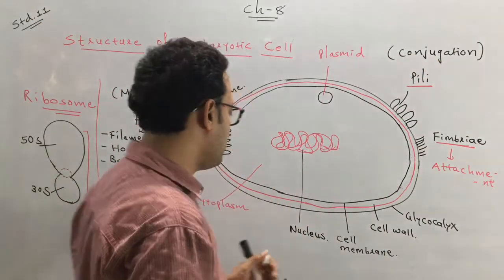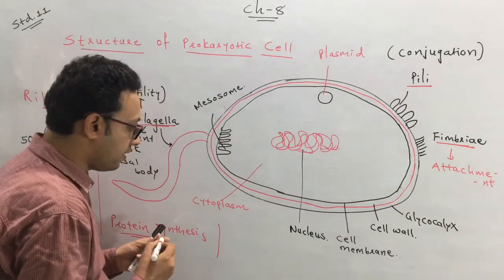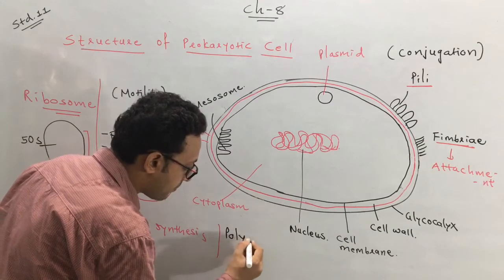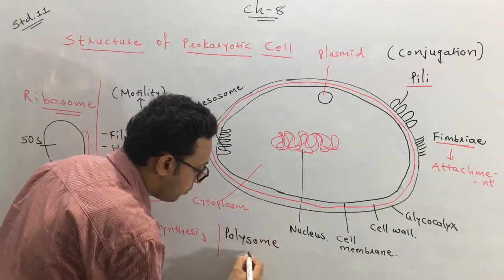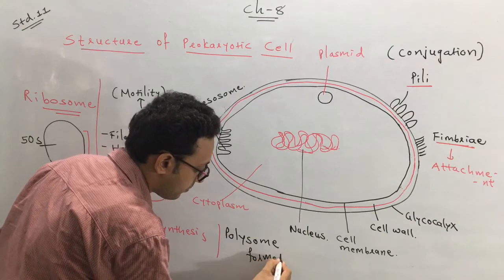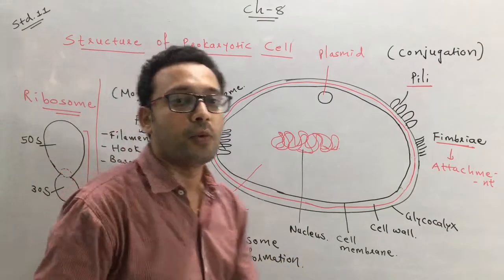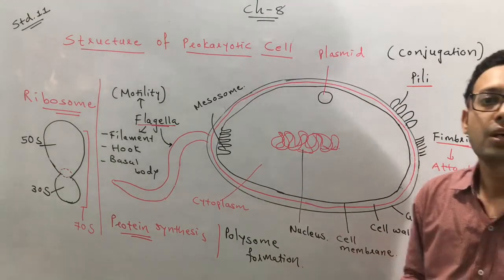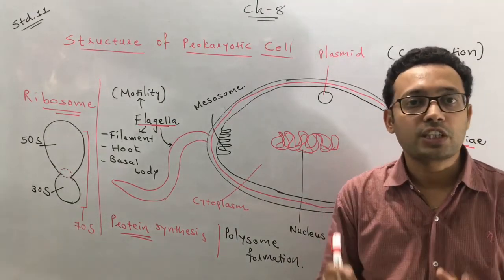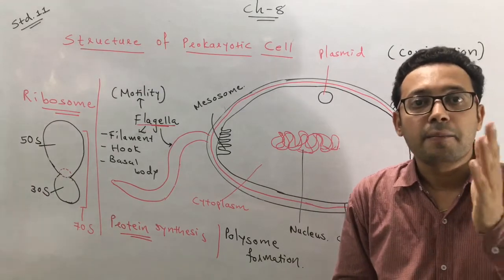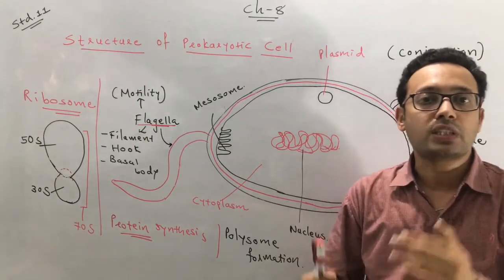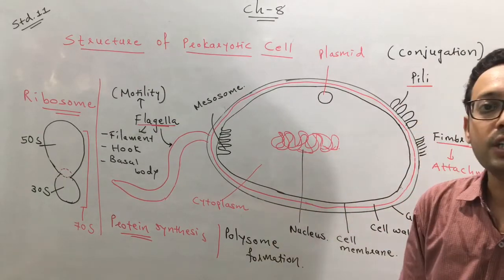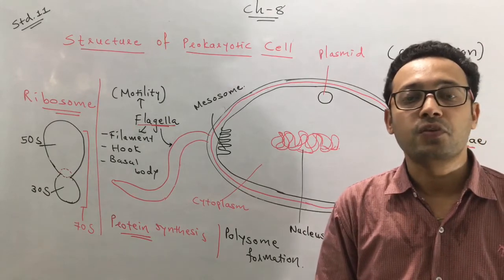The formation of this kind of condition is called polysome formation, or you can also call it polyribosome formation. So what is polysome formation? When many ribosomes attach to a single mRNA and form a chain-like structure, that is called polysome or polyribosome formation.